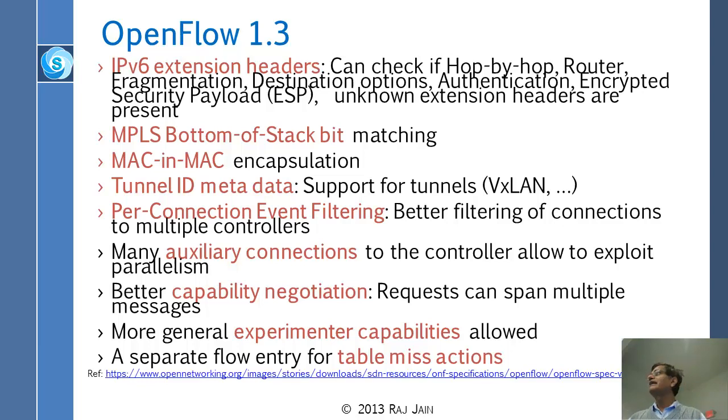Right? So all that information has to be put. Per connection event filtering. So basically, OpenFlow allows one switch to be managed by many controllers. Now, if suppose a link goes down, who should I tell? And so now connection here means connection to the controller.